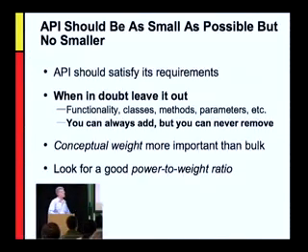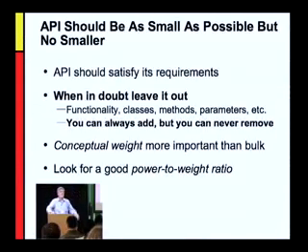Anyway, when you're thinking about the size of an API, the conceptual weight is more important than the bulk. By bulk, I mean the number of methods, the number of classes, the number of parameters. What's really important is the number of concepts. When I'm learning this API, how many different things do I have to learn about? And there are a number of ways to decrease the conceptual weight of an API.